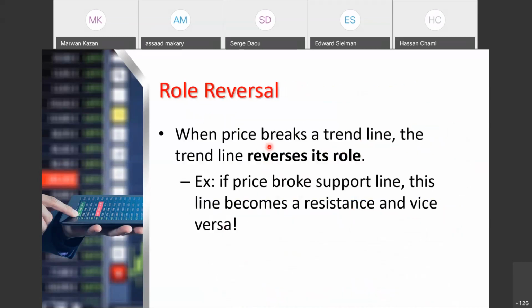Now, role reversal, which is very important. Role reversal is when the price breaks a trend line, it reverses its role. What do I mean? If the price broke the support line, this line becomes a resistance. So every time a trend line is broken, its role is reversed. And we're going to talk more about the details in a minute.